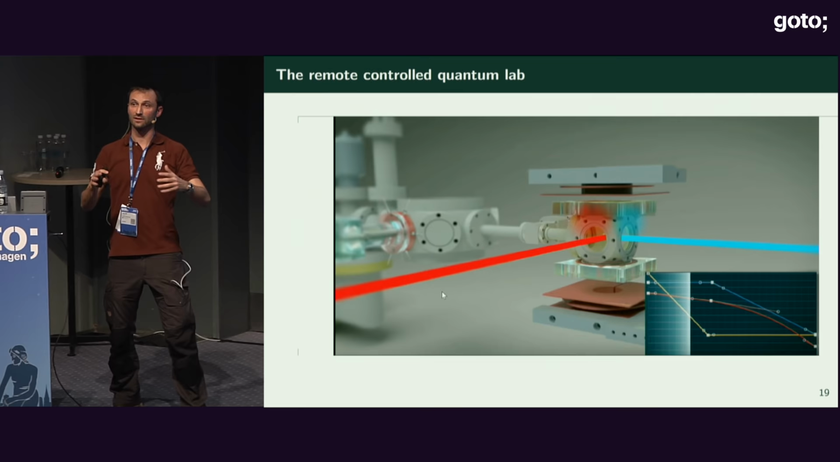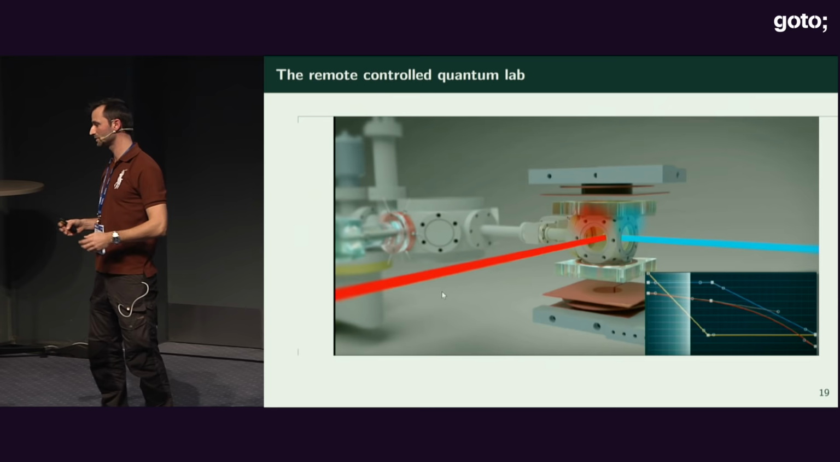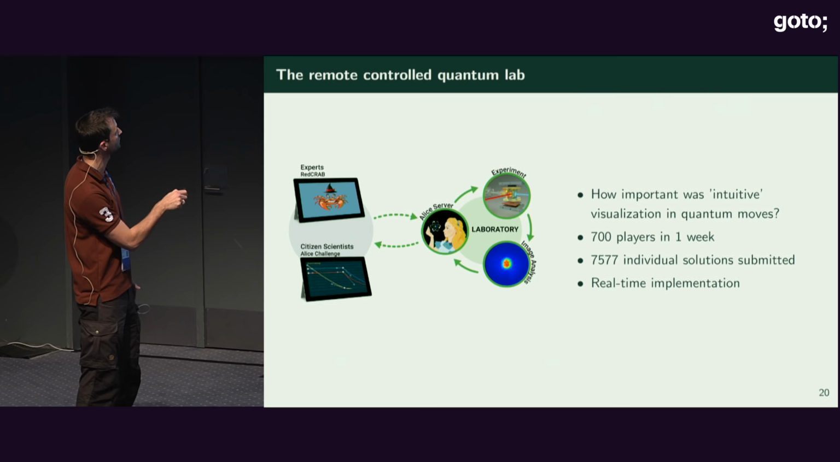That's my point, right? If we want to do tasks like these, then we need something epic, right? But for them, it wasn't boring, because they were controlling an actual experiment. They were really doing something. They were participating in solving something, but they didn't learn anything. They didn't get any intuition or anything. So this is the setup. We have the solutions here. We send it to the lab, and then we execute it.